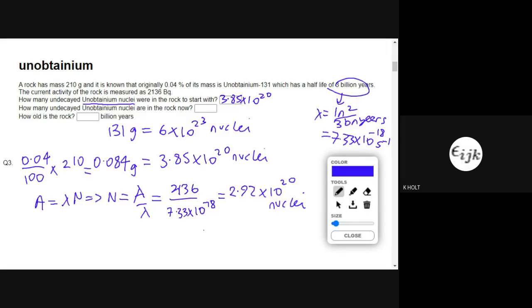How old is the rock? Right, okay, so now we're basically using this equation, N equals N0 e to the minus lambda t. Although I'd rather just get it in terms of half-lives, so I'm going to do it a bit differently. I'm going to work out the fraction that's decayed. So I'm going to do 2.92 divided by 3.85.